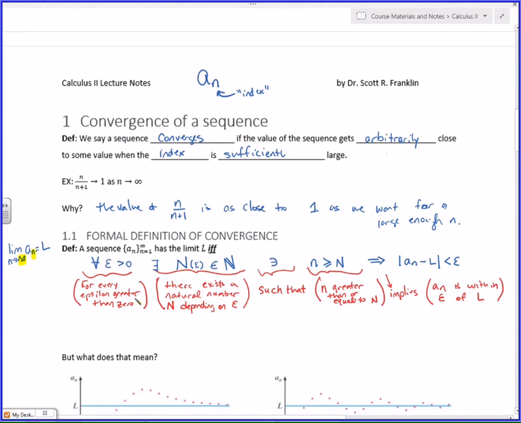For every epsilon greater than 0, there exists a natural number, depending on epsilon, capital N, such that little n greater than or equal to capital N means that A sub n, now notice this n here is this n here, when the subscript is big enough. So, in other words, when you're far enough out in your sequence, you're close enough to L.